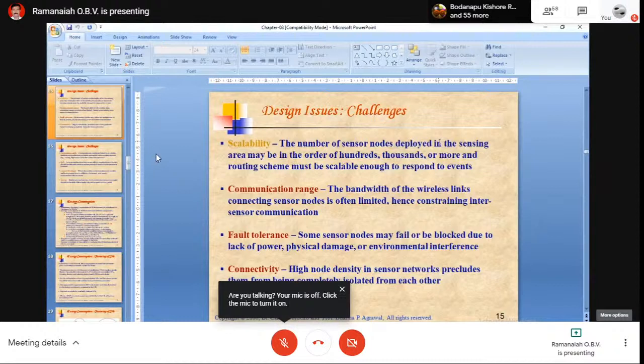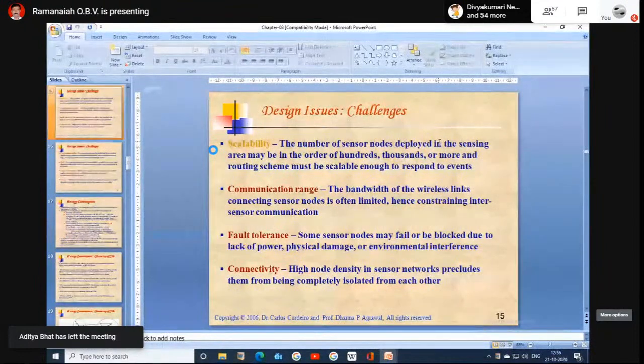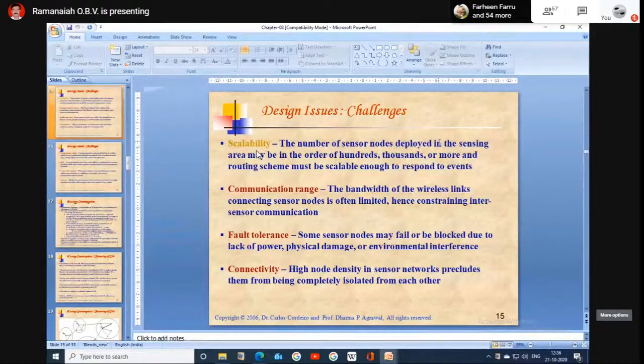If it is a terrain, rocky area, and because you are deploying from a certain height, there is every possibility of physical damage. Right, and they may take their positions near a magnetic field, so there might be interference. And it may drain a particular sensor node's batteries quickly. So what bothers us is fault tolerance, reliability, right?